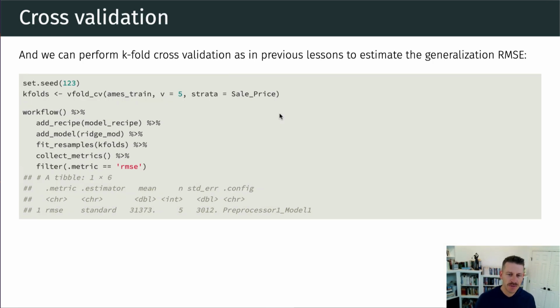As we've done in the previous modules, we can do the same thing here. We take a workflow object, we add our recipe, we add our ridge model, and then we fit on the k-folds that we create up here. So now we're going to do cross-fold validation so we can get our expected generalization RMSE value, which is 31,373.